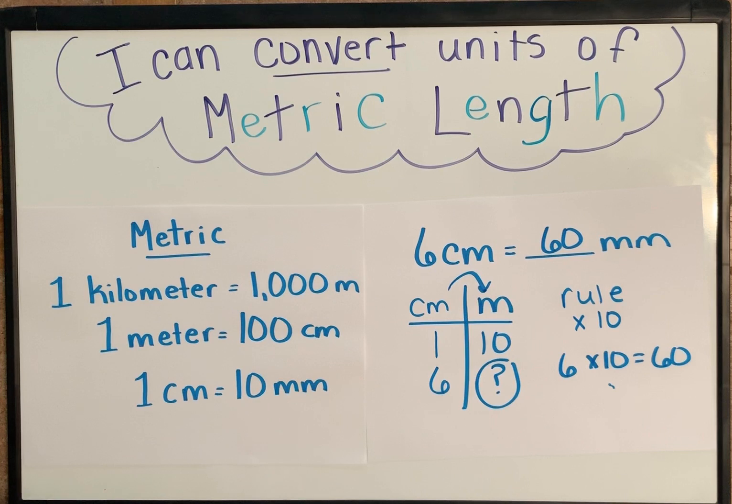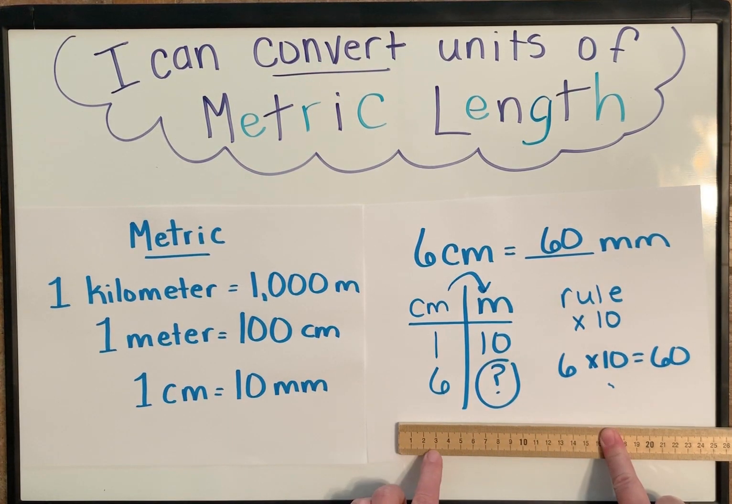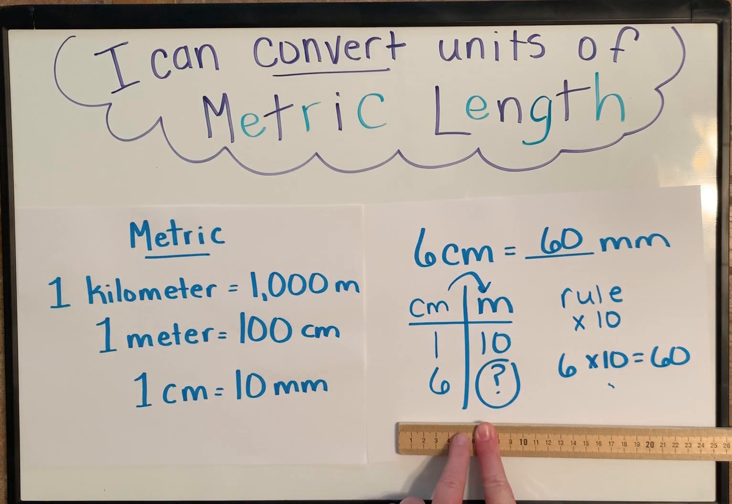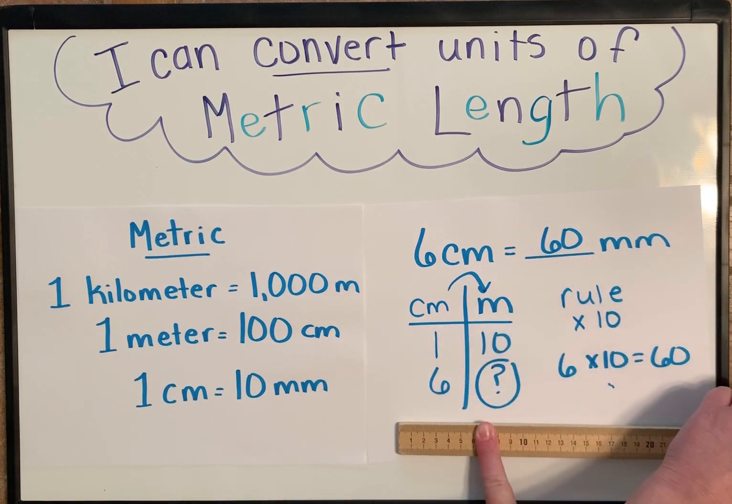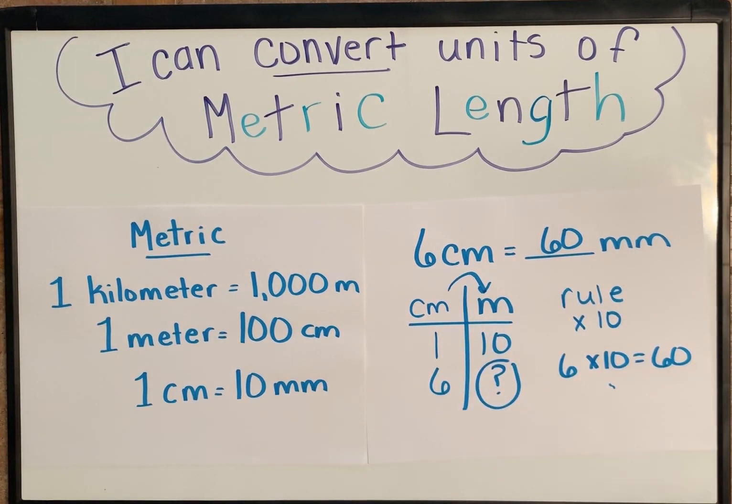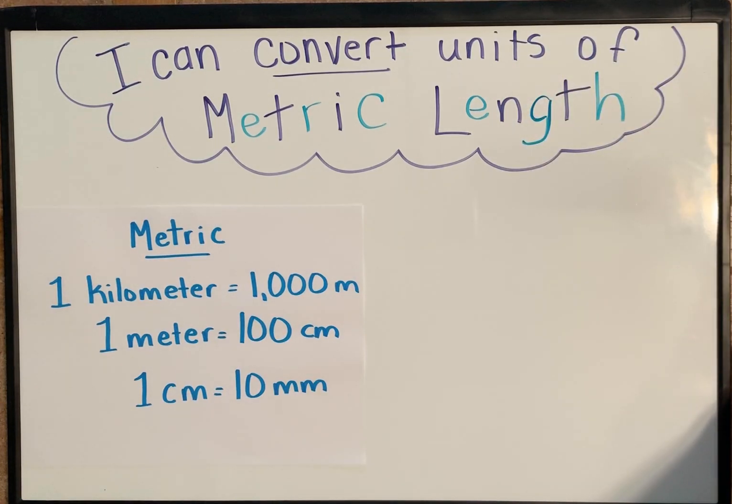If I look at my meter stick, I can prove that. Here is 6 centimeters right here. 1, 2, 3, 4, 5, 6. Here is 6 centimeters. Each centimeter has 10 millimeters in it. 10, 20, 30, 40, 50, 60. 6 centimeters, 60 millimeters.